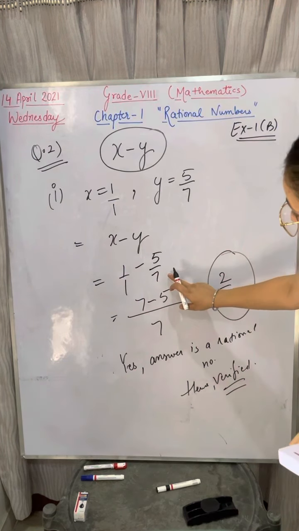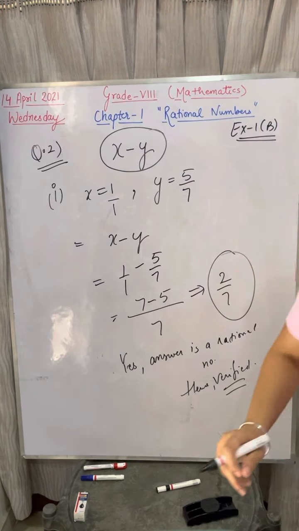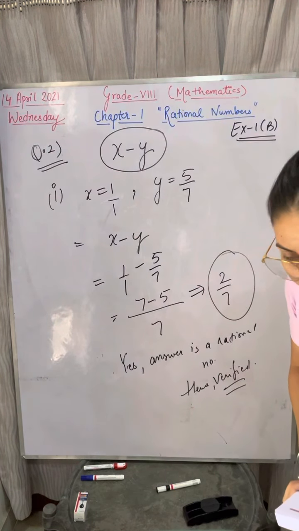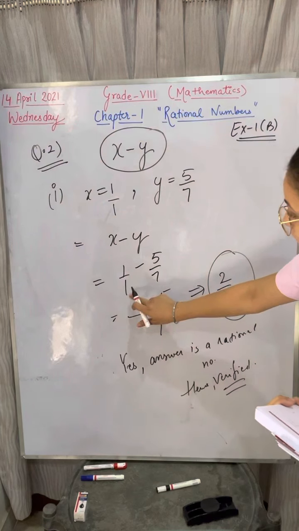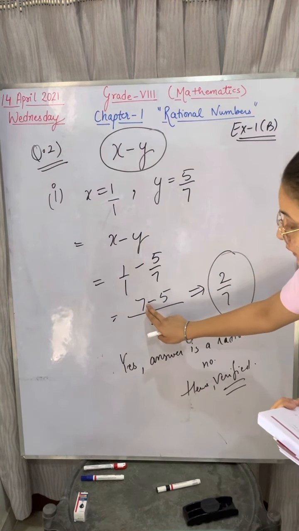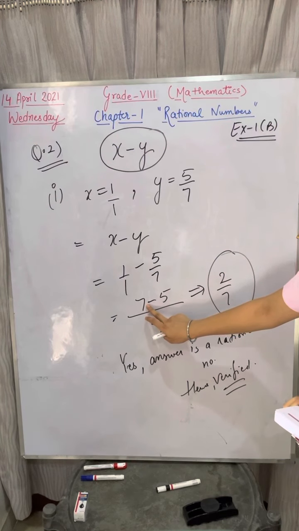How did 7 come in the numerator? Avika, this is the 7 from the LCM. 1 divided by 7, 7. 7 into 1, 7. Okay, I have taken the LCM here.